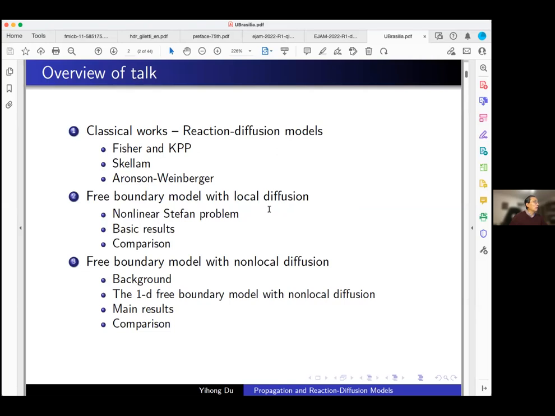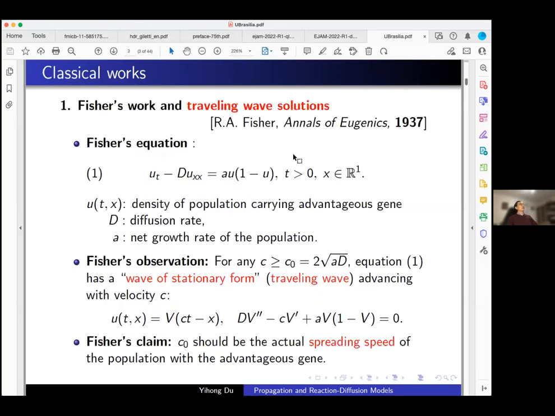And then I'll discuss some recent results, well, relatively recent results on some free boundary models. Firstly, with the local diffusion, and then with the non-local diffusion. So now let's start with Fisher's work.